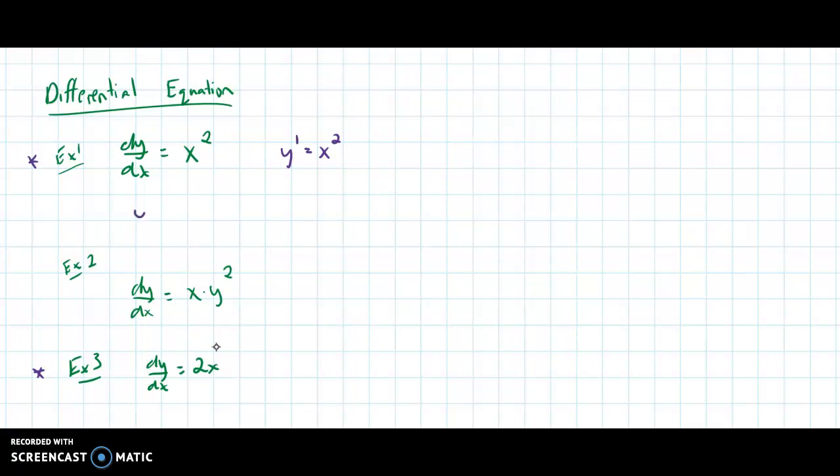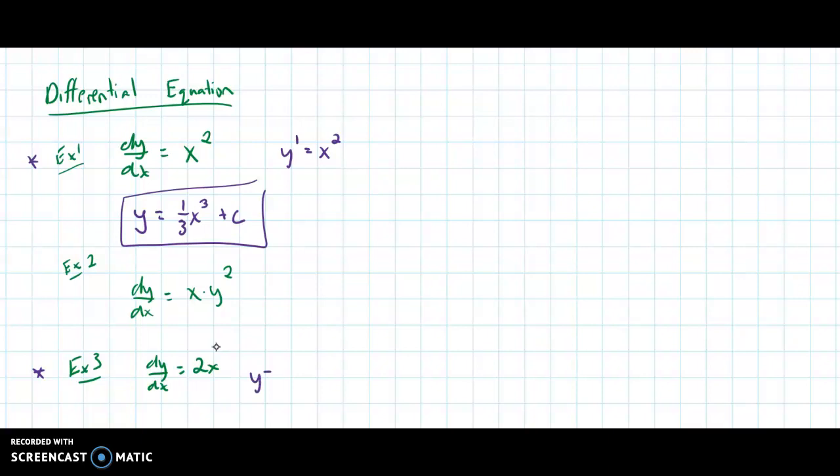They're both simple power rule, but you can integrate both sides here. And if I integrate the left side, I get y. And if I integrate the right side, I get 1/3 x cubed plus a c. So that would be the solution to example number 1. And then for example number 3, see if you can figure out the solution. Take a look at it right now.